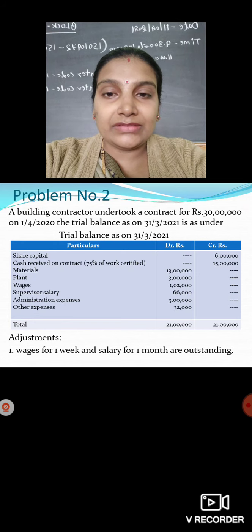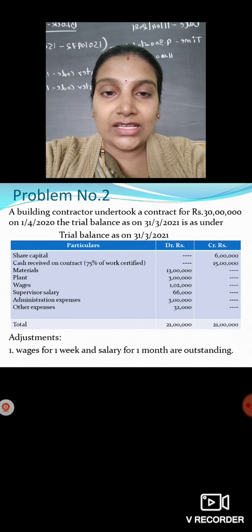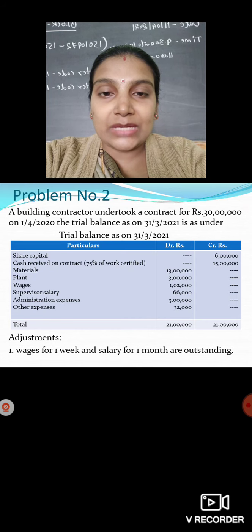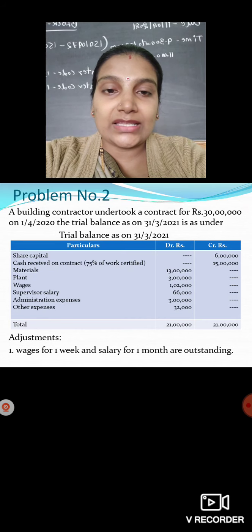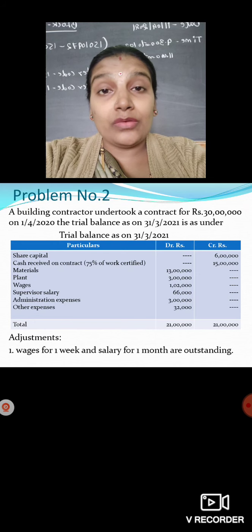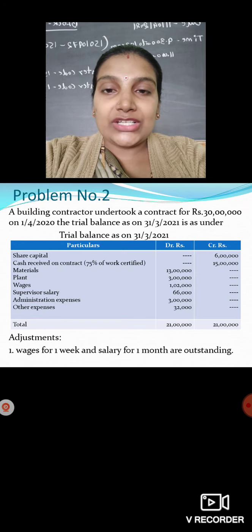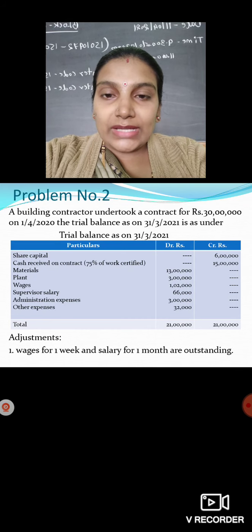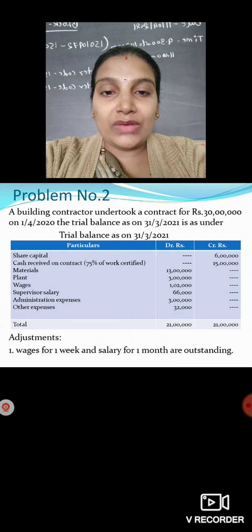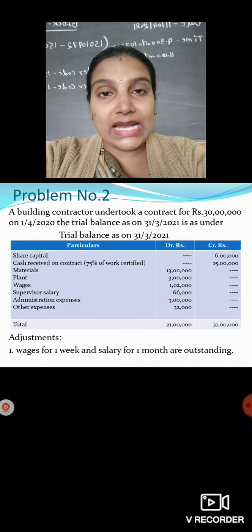Then material you have 13 lakh, plant 3 lakh, wages 1,02,000, supervisor salary 66,000, administration expense 3 lakh, and other expense 32,000, which all we are going to record in contract account, debit side. And share capital and cash receipt will be recorded directly in the balance sheet. Then adjustments they are given. Wages for 1 week and salary for 1 month is outstanding.